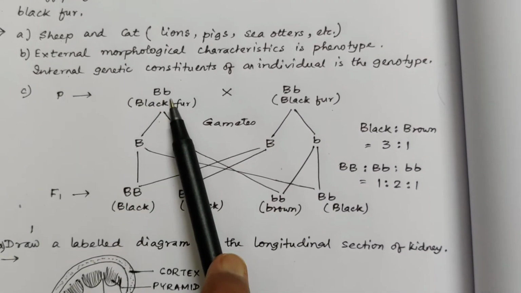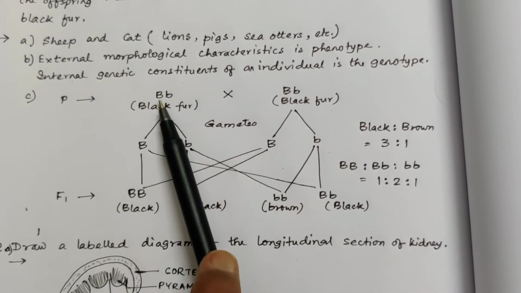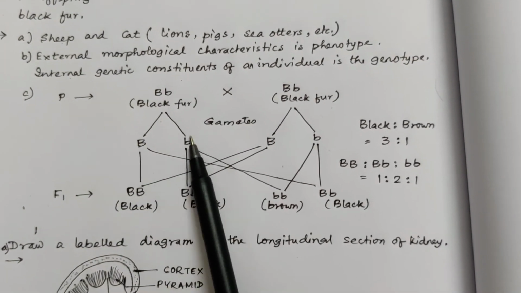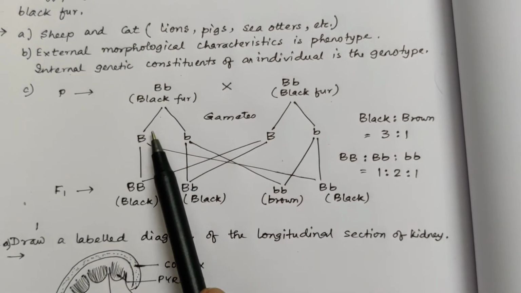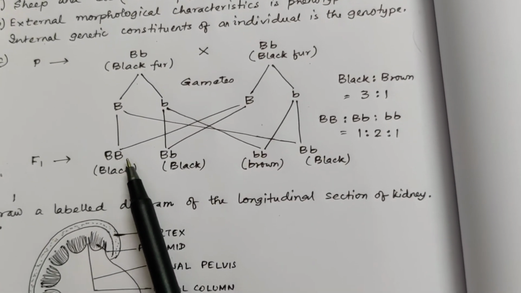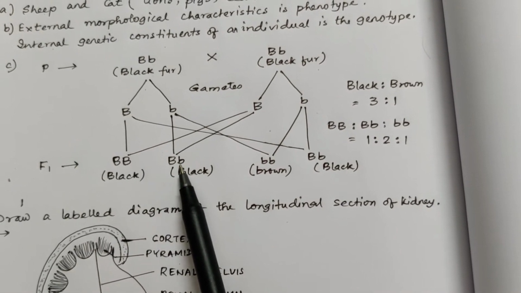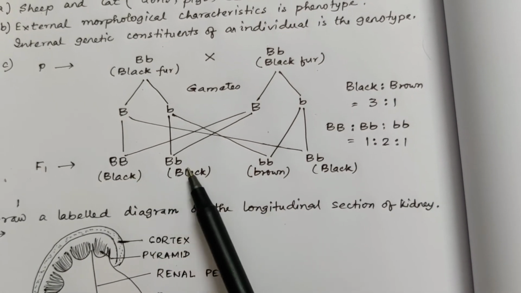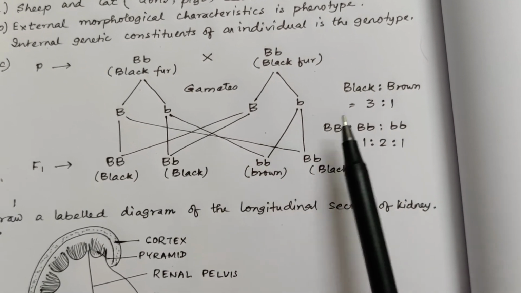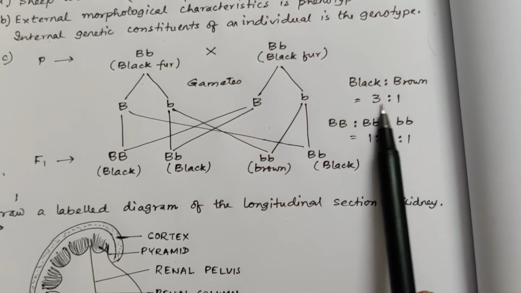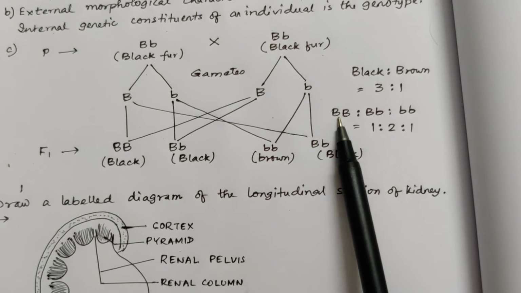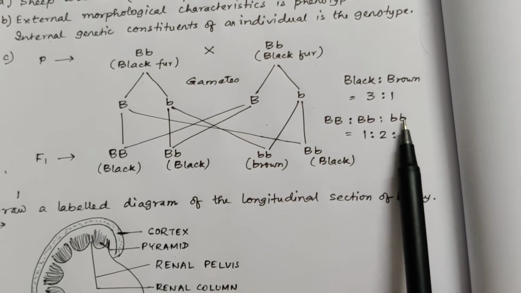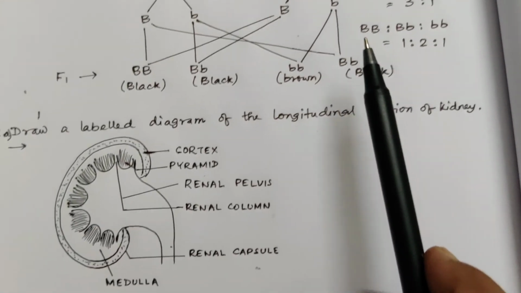This, the parental generation, both are having heterozygous black fur. When they are crossed, their gametes are capital B and small b, here also capital B and small b. They are crossed to get 1 capital B, capital B, 2 capital B, small b, and 1 small b, small b. So this is black, this is black, this is black, and this is brown. Ratio of black is to brown is then 3:1, and the genotype ratio is BB is to Bb is to bb is equal to 1:2:1. This is Mendelian ratio.